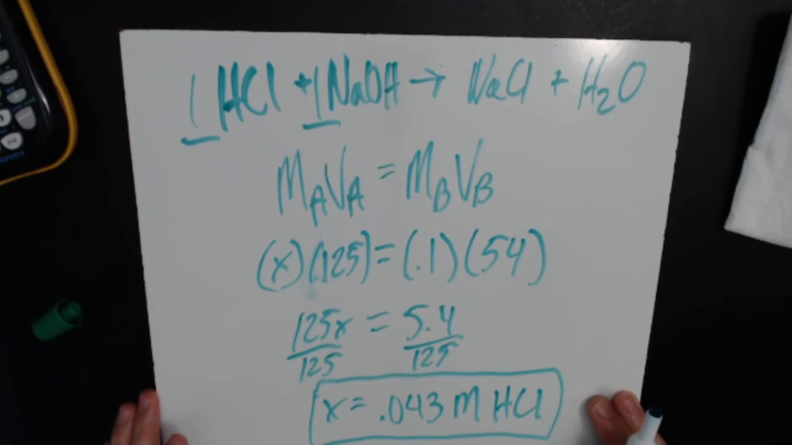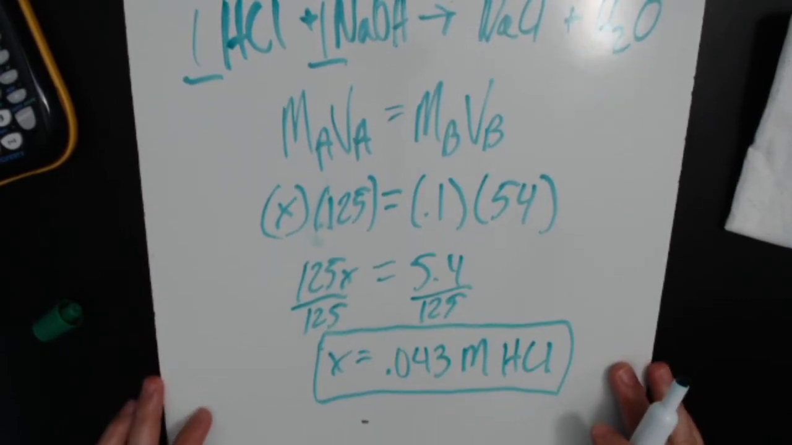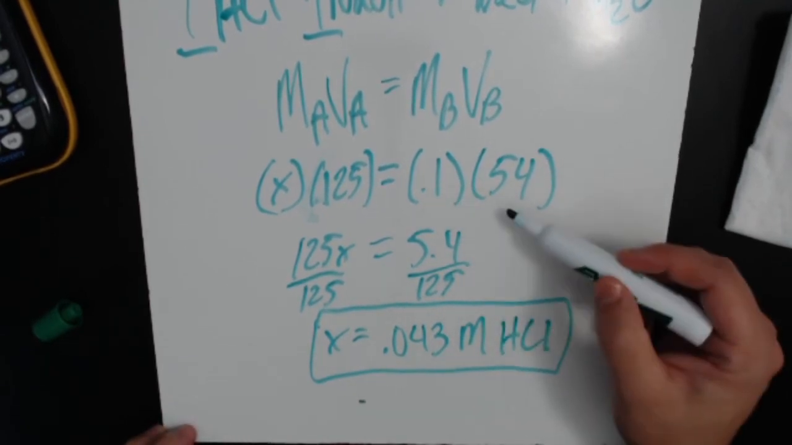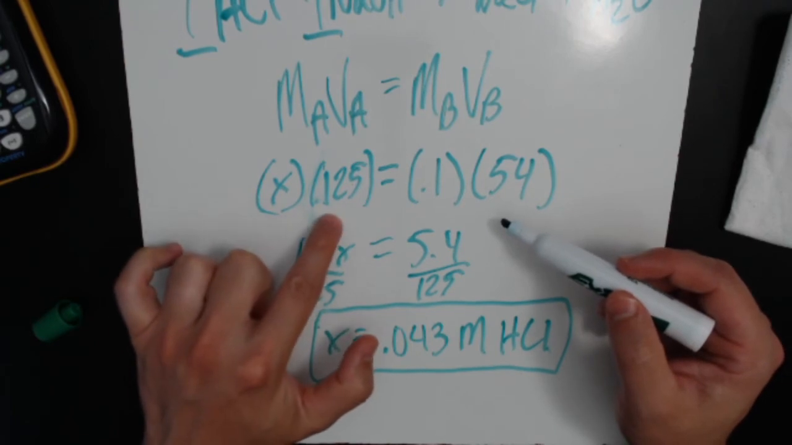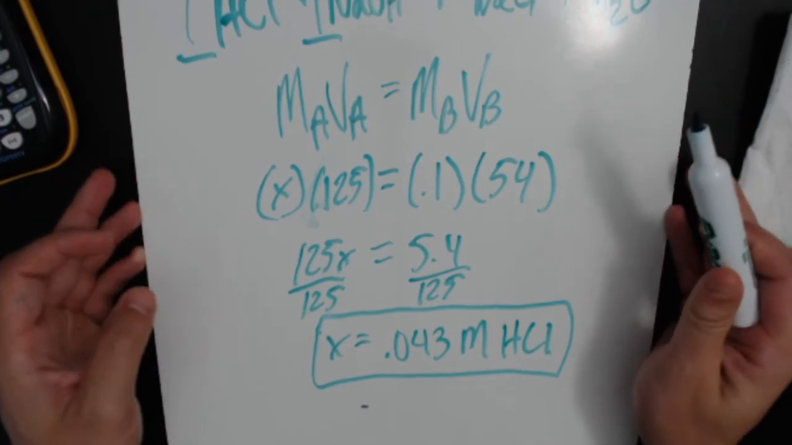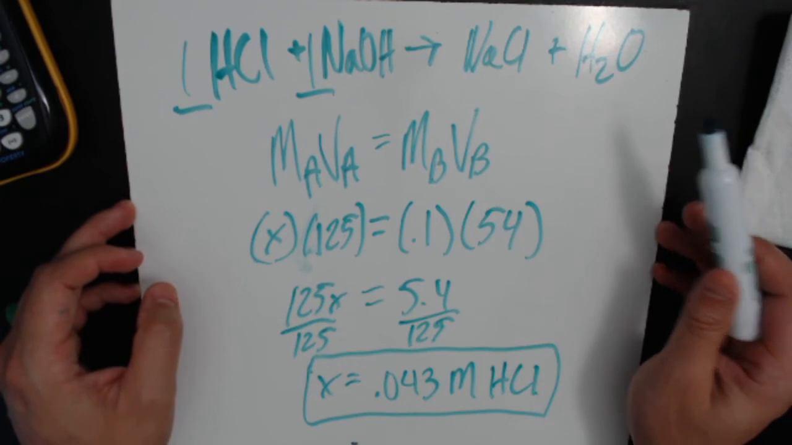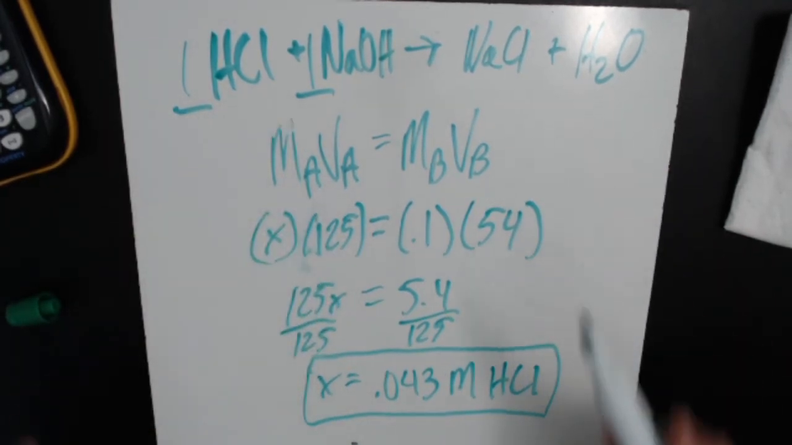First step, make sure you have a balanced chemical reaction. Second step, use the titration equation, which is essentially the same as the dilution equation. Plug in your values for your knowns, the molarity of your base and the volume of the base, and the volume of your acid, and then solve for what you don't know. In this case, we're solving for the molarity of the acid. Pretty straightforward. Very simple. Always make sure you have a balanced reaction first. You'll see why in a second, because that mole ratio is very important.